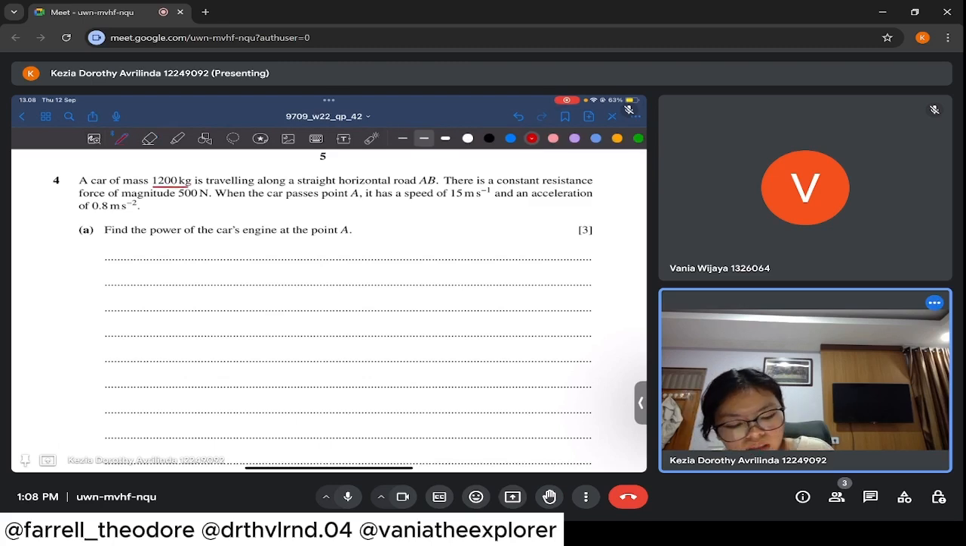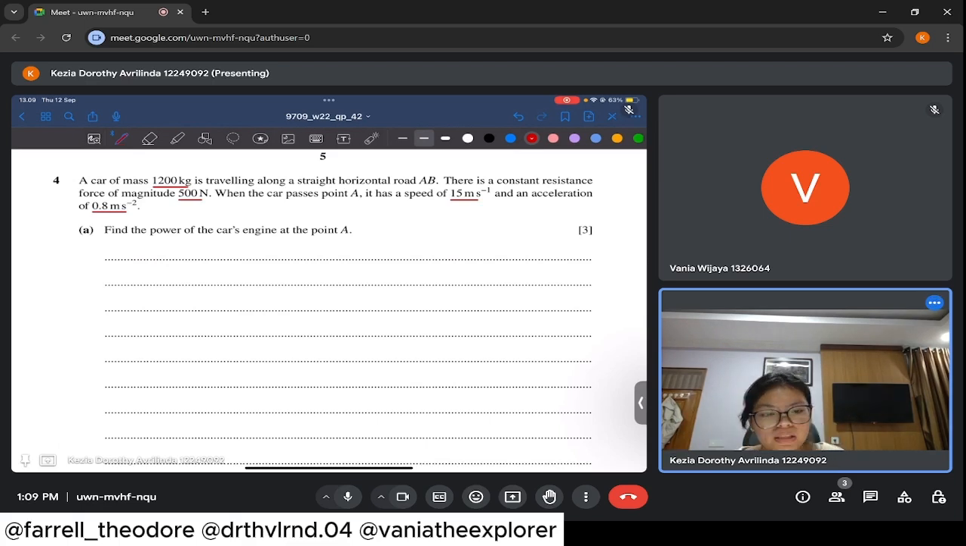and then the resistive force, the speed of the car when it passes point A, and then its acceleration. Question A, find the power of the car's engine at point A. So for this one, we are going to use the formula to find the power. We're going to use the formula P equals Fd times V.